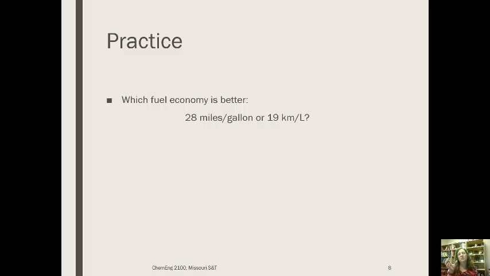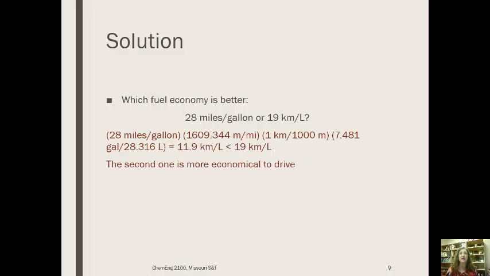So I want to convert one into the other units. Doesn't matter which way you did it. I chose to start with the 28 miles per gallon and turn that into kilometers per liter. So I've converted my miles to meters, meters to kilometers, and then my gallons, I converted those to liters. Following the little breadcrumb trail here, I get that 28 miles per gallon is 11.9 kilometers per liter. Well, okay, that's a lot less than 19 kilometers per liter. So therefore, the second one is going to be more economical to drive.